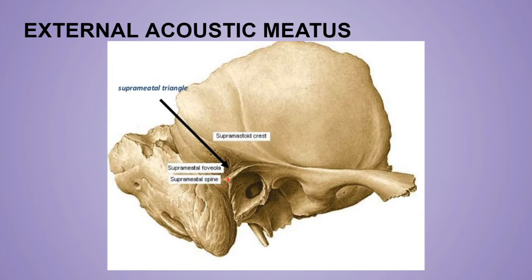May be present on the anteroinferior margin of the triangle. Okay, present at the anteroinferior margin of the triangle. This is the triangle, and the anteroinferior margin is the suprameatal spine. The triangle forms the lateral wall of the tympanic or mastoid antrum.